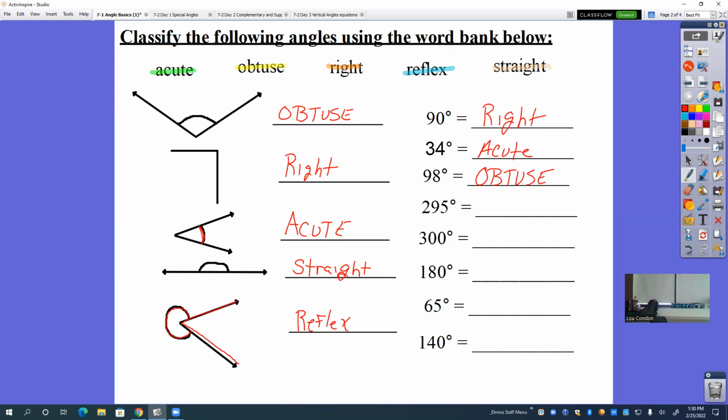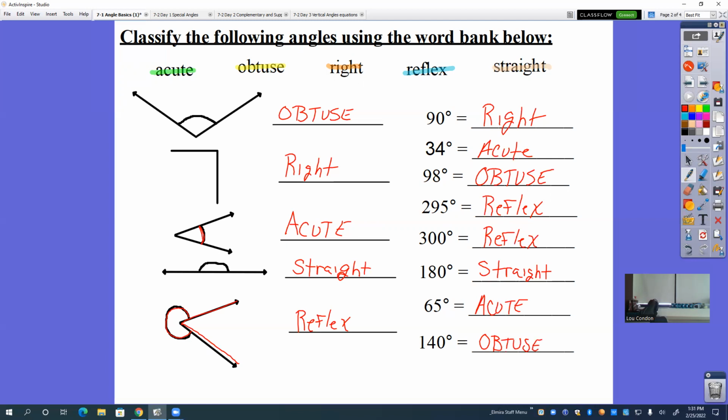295 is greater than 180, so that would be a reflex angle. 300, same thing, reflex. 180 degrees exactly is a straight angle. 65 degrees is less than 90, so it would be an acute. And 140 is greater than 90, but less than 180, so it would be obtuse.